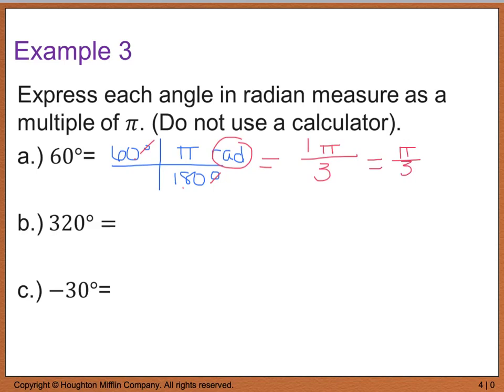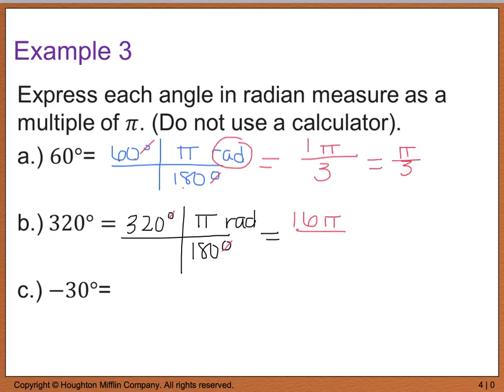We're going to do the same thing for part B. We have 320 degrees. I want to cancel out my degrees, and I'm going to convert over to radians. I know I have pi radians for every 180 degrees. So my degrees are going to cancel. 320 divided by 180. That fraction will reduce down to 16 pi divided by 9, and that's radians.